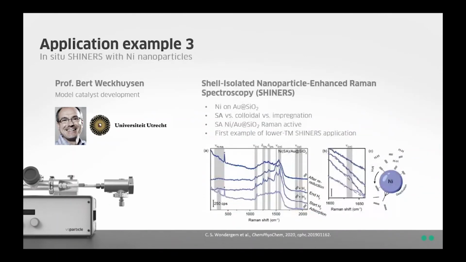One of the publications that already came out of this group was on a niche application in shell-isolated nanoparticle enhanced Raman spectroscopy, or SHINERS, which is a very advanced spectroscopy method. So what we showed is that if we deposit nickel on gold nanoparticles with a silicon oxide shell around it, then for the first time we were able to detect a spectrum in relation to the nickel nanoparticles, which was not possible to do with other methods.